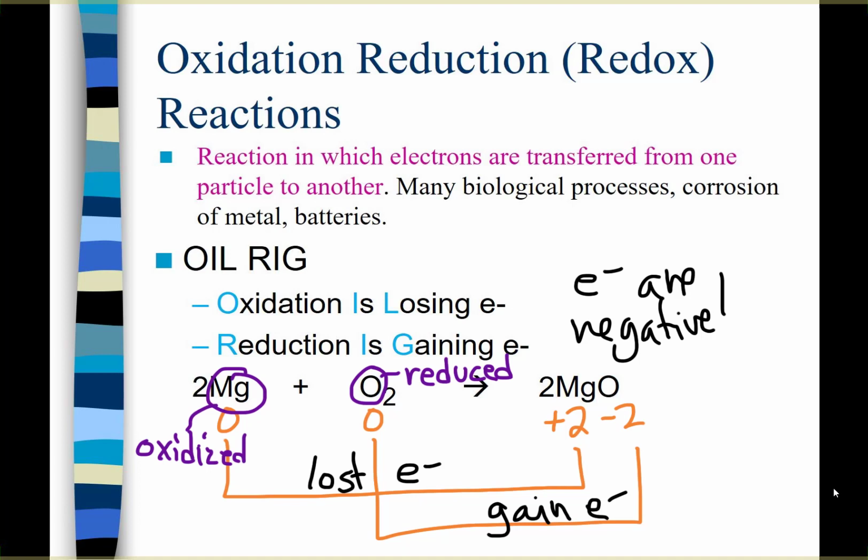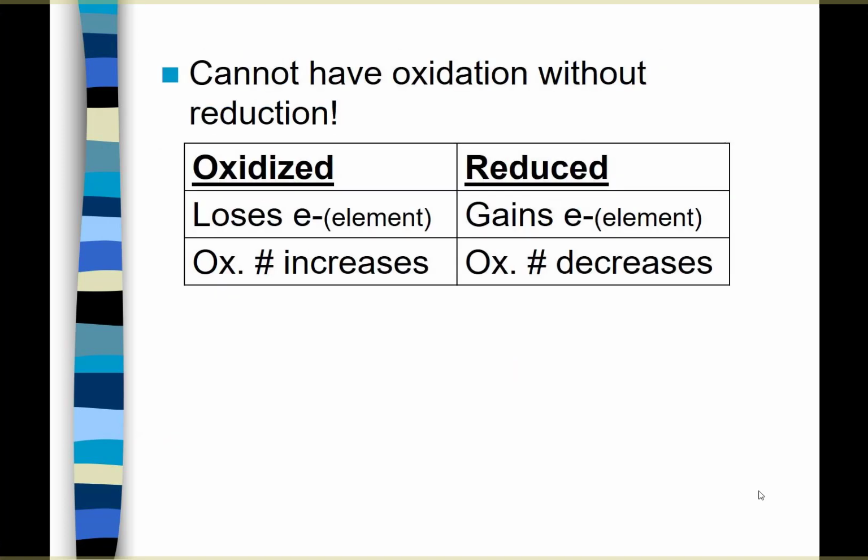So when figuring out what is oxidized and what's reduced, assign the oxidation numbers, look from the reactant side to the product side and figure out what has changed. Then remember, electrons are negative. So if they're gained, the oxidation number should go down. If they're lost, the oxidation number should go up. This slide is a summary of what I just said. Again, oxidation is losing, reduction is gaining. When something is oxidized, the oxidation number increases. When something is reduced, the oxidation number decreases.